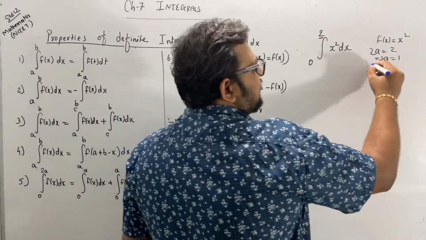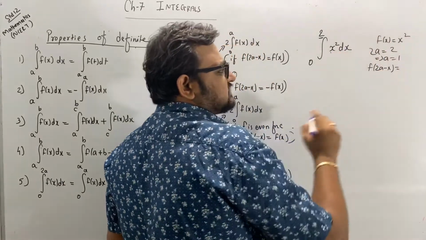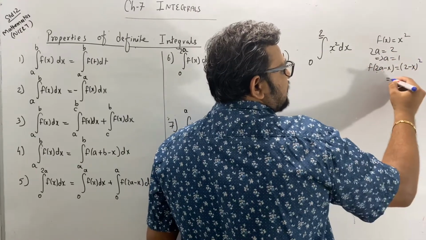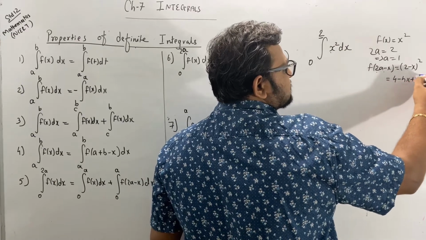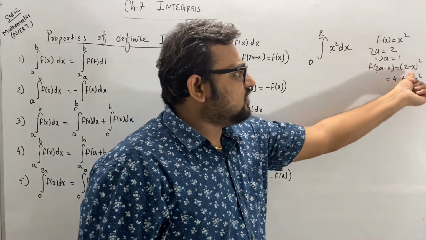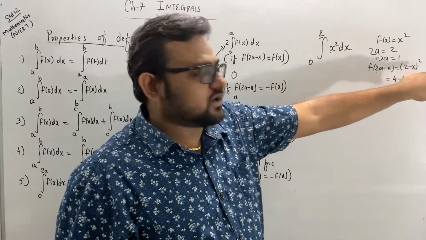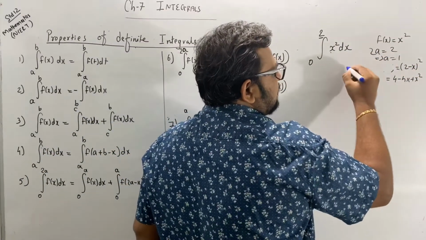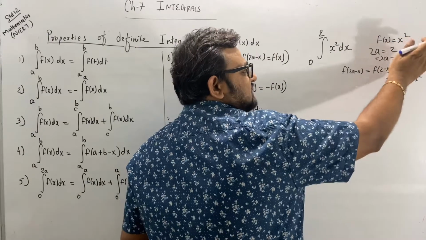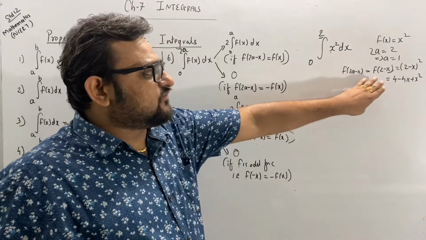Clear? What is the f of 2a minus x? Instead of x, I will write 2 into a, 2a is 2, minus x whole square. So this will be 4 minus 4x plus x square. Clear? f of 2a minus x means a is 1, 2 into 1, 2 minus x, right? f of x is x square, so f of 2a minus x equals f of 2 minus x, which is 2 minus x whole square. So this is f of 2a minus x.